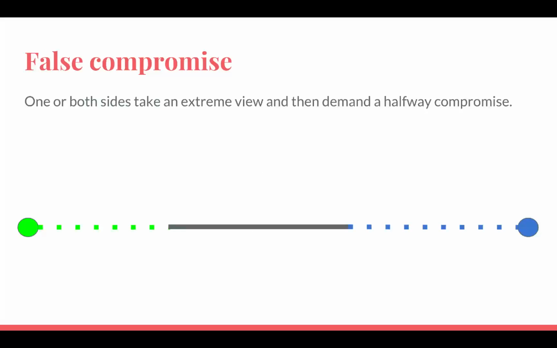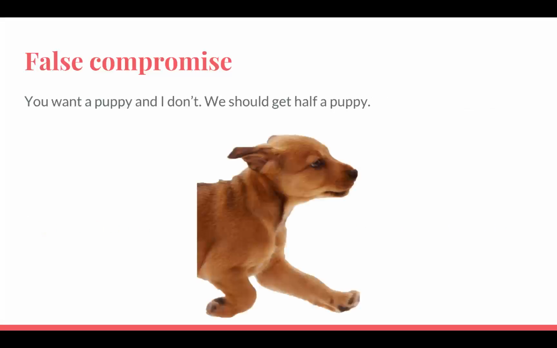False compromise. This is another one that you're going to see a lot in sales tactics and schemes. This is where one or both sides take an extreme view and then demand a halfway compromise. I'm going to give you a really extreme example to illustrate a point first, and we'll talk about slightly more realistic ones after that. You want a puppy and I don't. We get half a puppy. That is not a compromise.